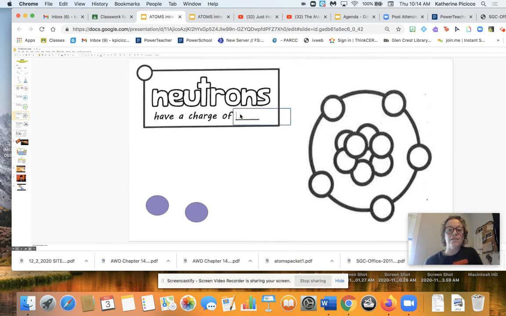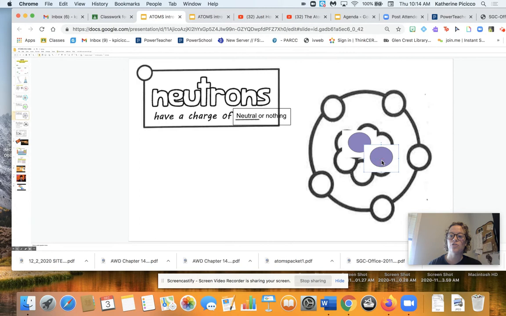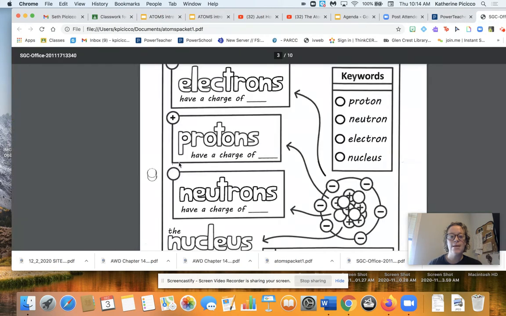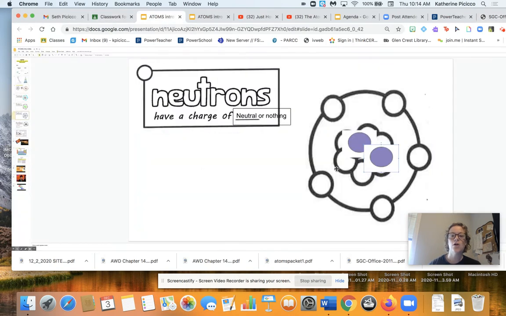A neutron has a charge that is neutral or basically nothing. Okay? So when we draw neutrons, they don't have a positive or a negative inside of them, and they go in the center with the protons. So I'm going to drag them into the center. So again, if you have the paper version, pick a new color for the neutrons. They have a charge of neutral or nothing, and you're going to color in the ones without positive or negative. Okay, those are neutrons. All right.